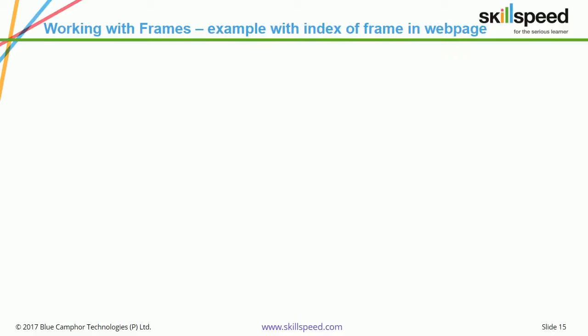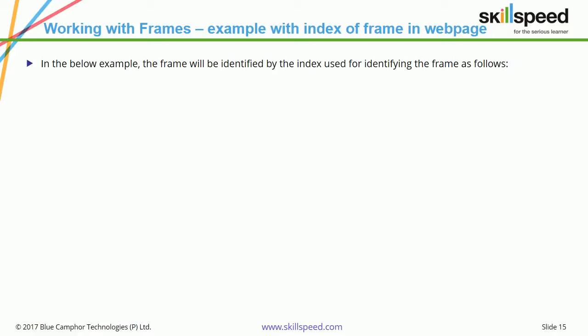We would be following a similar approach even if we would be handling a web page containing frames with different rows. That is because we will not be identifying the frames based on the row or column but by its name, ID or the indexes. Let us now go through another example where we are going to work with the frame using the index of the frame in the web page.